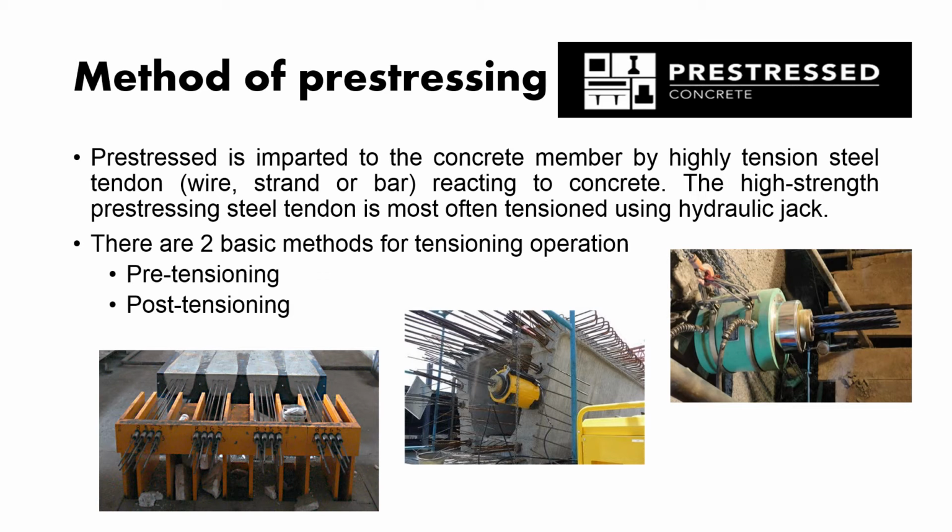Let's discuss the methods of prestressing. Prestress is imparted to the concrete members by highly tensioned steel tendons, either using wire, strand, or bars, reacting against the concrete. The high strength prestressing steel tendon is most often tensioned by using a hydraulic jack. There are two basic methods of tensioning operations: either pre-tensioning or post-tensioning. So prestressing can be divided into two methods, which are pre-tensioning and post-tensioning.